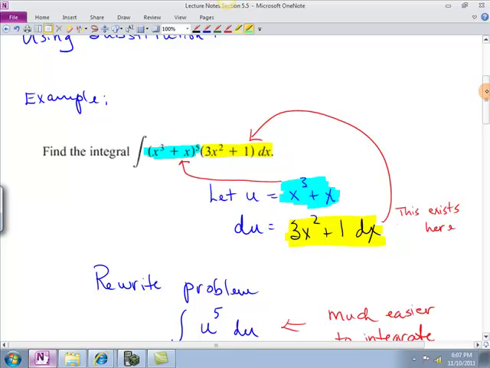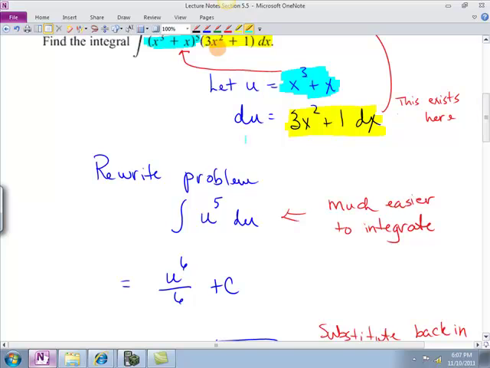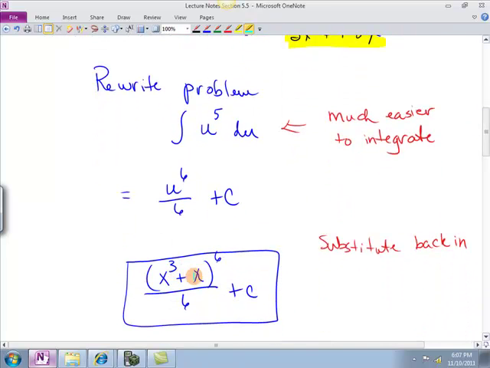So now I'm going to rewrite what I've got. So I can say, well, that's the integral of u to the 5th, because that thing was to the 5th, du. And then I've accounted for everything that was in the original problem. This is easier to take the integral of, right? We know how to do that. That's u to the 6th over 6. So you do that plus your c. Once you get the integral, then you just substitute back in whatever u was. So your final answer would be x to the 3rd plus x, that was u, to the 6th over 6 plus c.